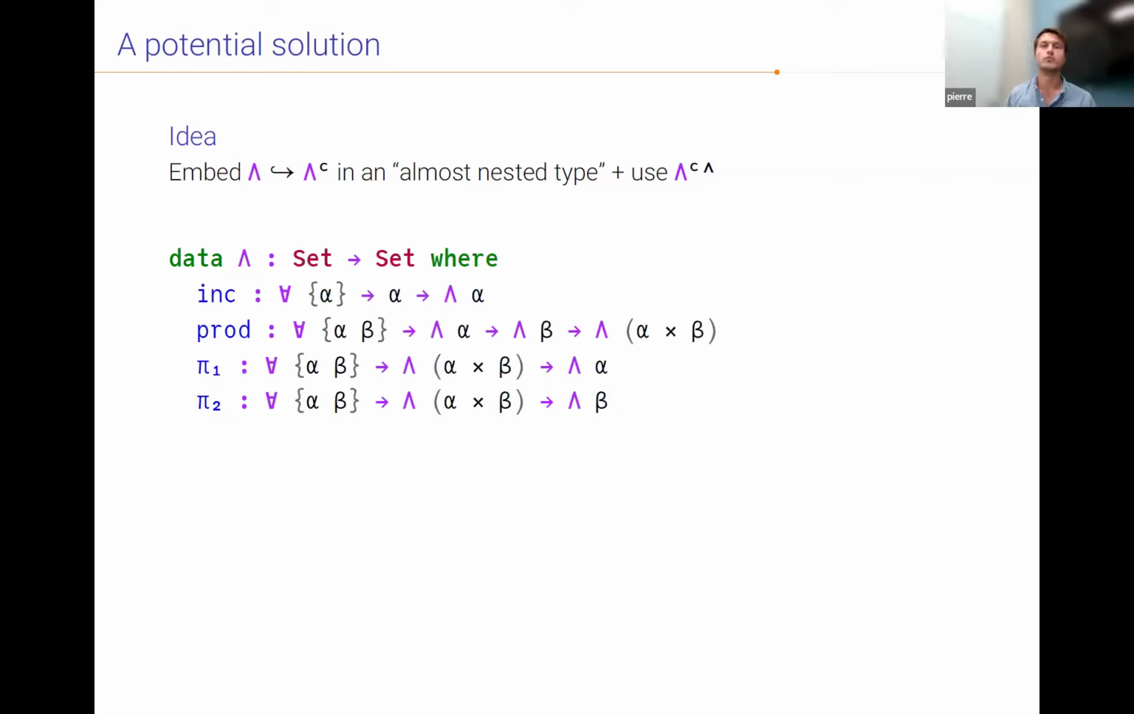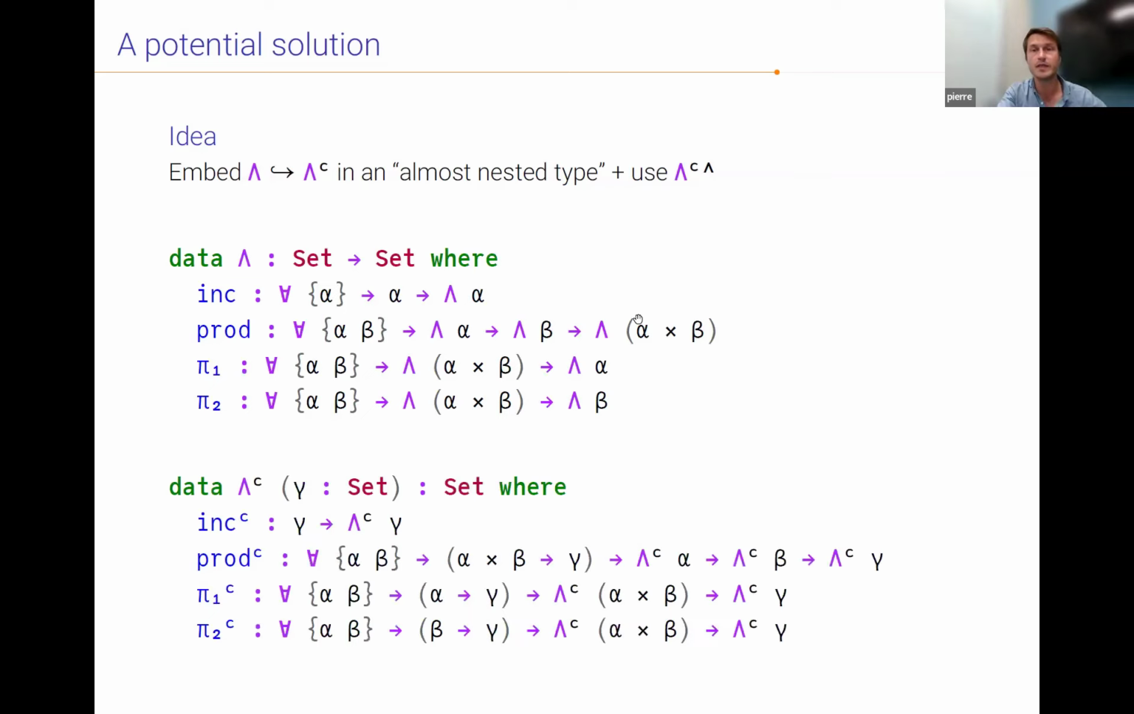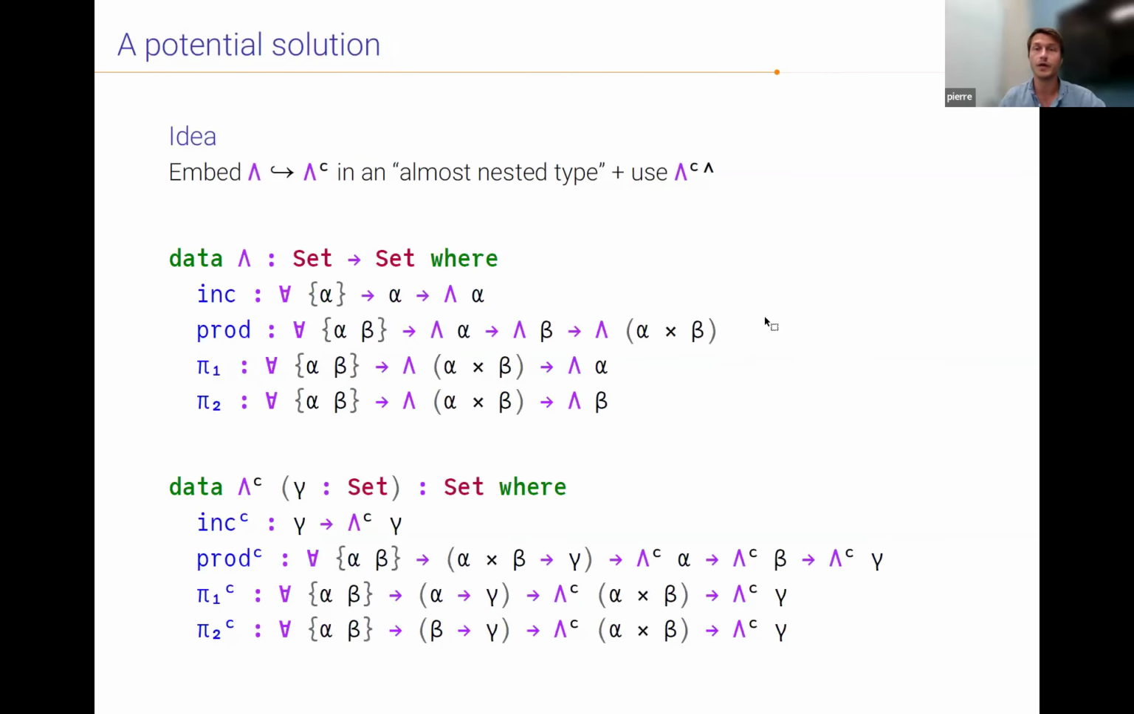So this is just me recalling the definition of lambda. So how do we make lambda C? Basically, we want to get rid of those instances where there was a structure in the relation type. So we just want to produce things in lambda of gamma for an arbitrary gamma. That's what we are trying to do here in the bottom.